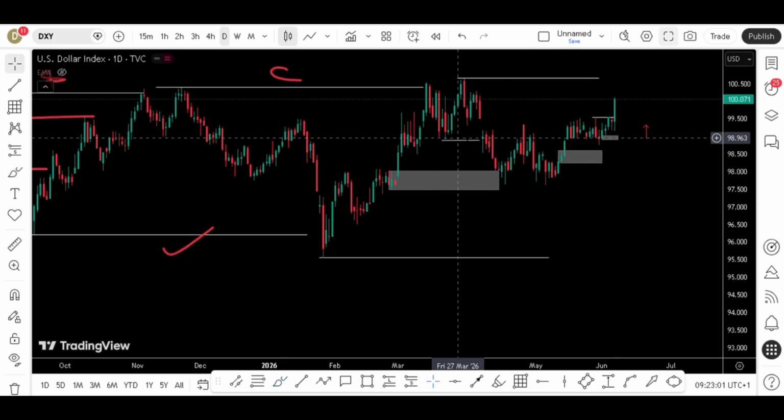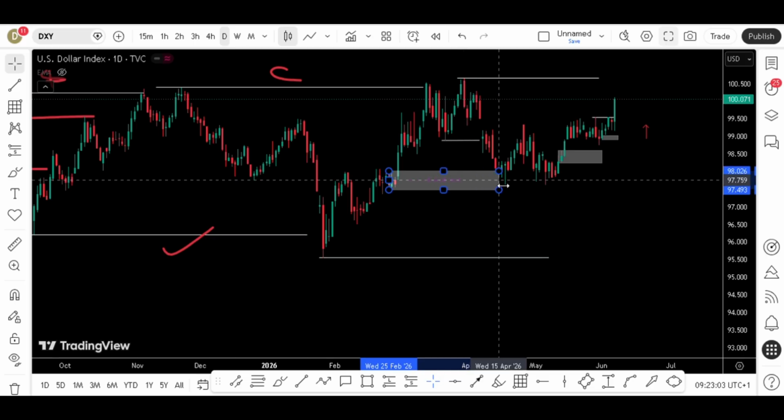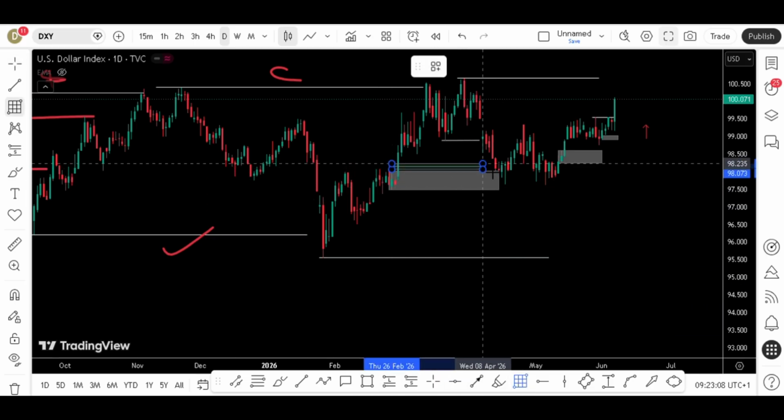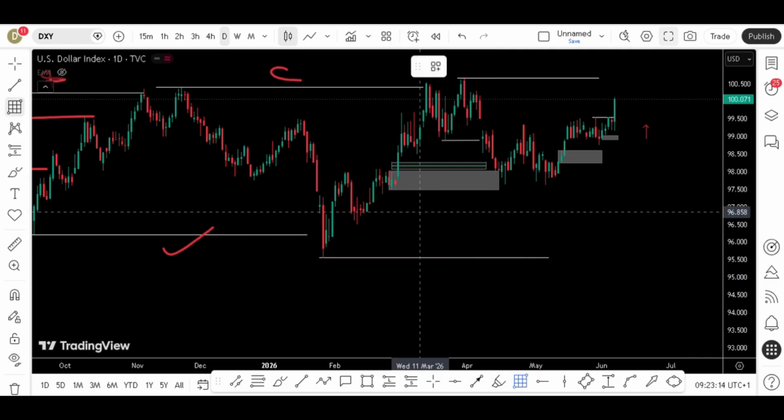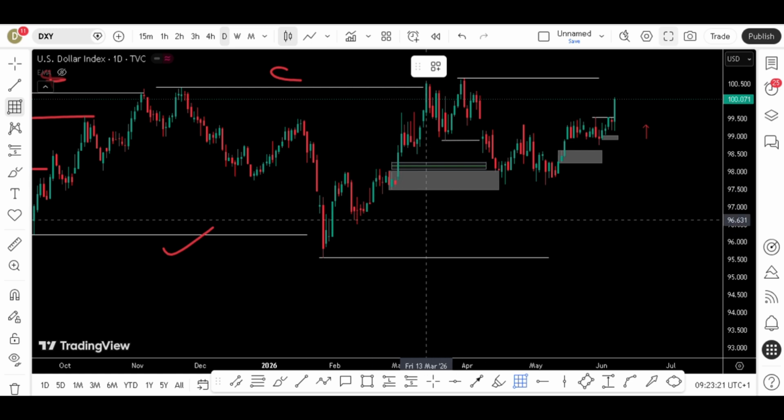After the market took out this level, we have to mark our POIs. POIs must be a valid pullback and it must be associated with imbalance. You can see, if you come down, I told you we only have two POIs that the market mostly respected, not all POIs.